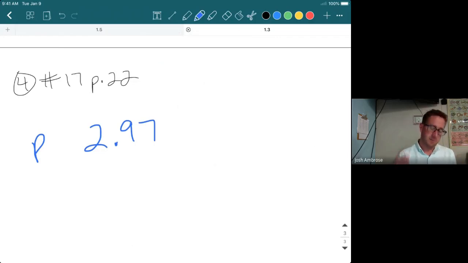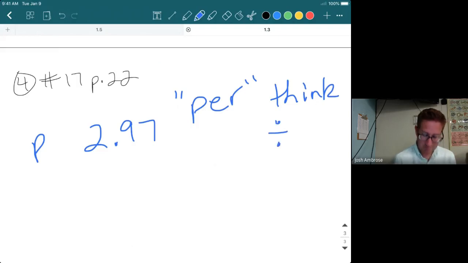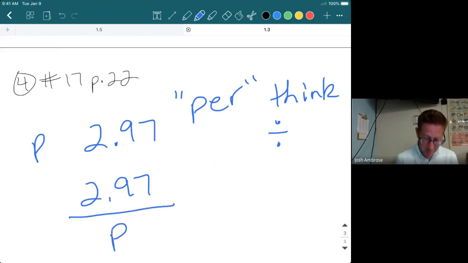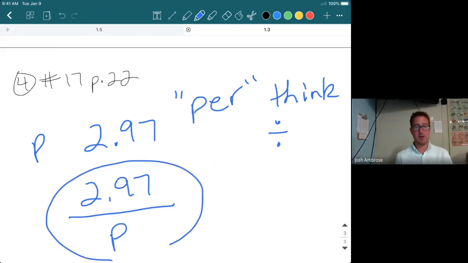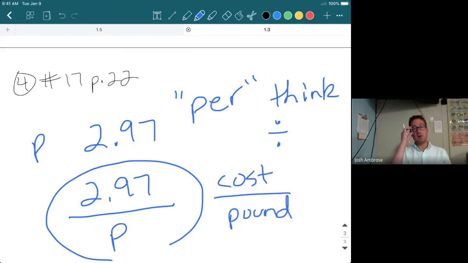All right, in math, if you see the word "per," put that in quotes there, I want you to think division. Okay, because we will be using division. The word per, think division. So we have $2.97 per P pounds. And again, I would rather you write it more like a fraction instead of just using that division sign. Okay, so that is the answer there. Total cost, $2.97. P pounds, if we divide that, that's going to tell us the cost per pound. Okay, and this right here, that would be the cost per pound. All right, that's one other way to see it and think of it.